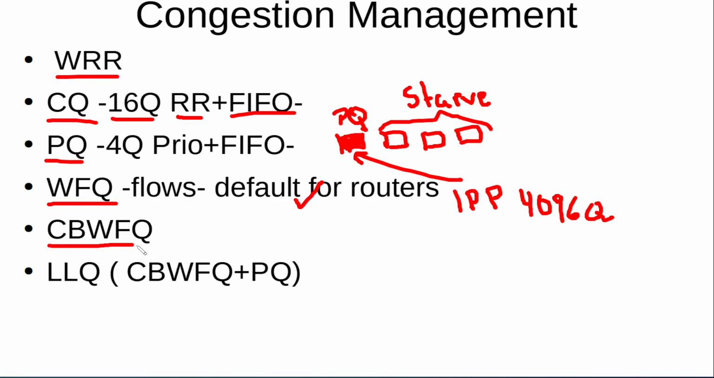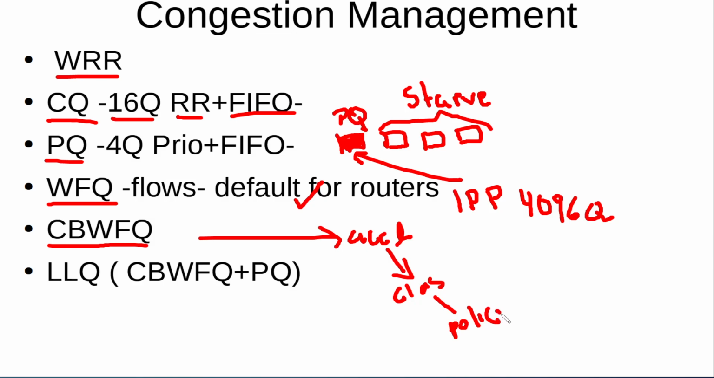You can also use class-based weighted fair queue, where you can configure an access list for determining your flows, then use a class, and then use a policy in order to provide certain bandwidth to certain queues so they don't run out of bandwidth, or maybe define one queue as priority, and if you do that, you are turning your class-based weighted fair queuing into low latency queuing.